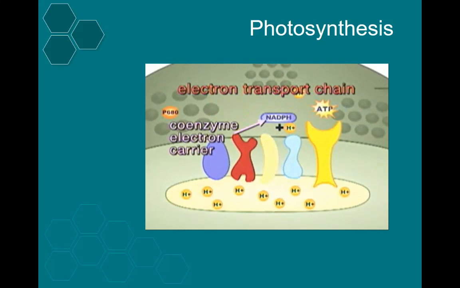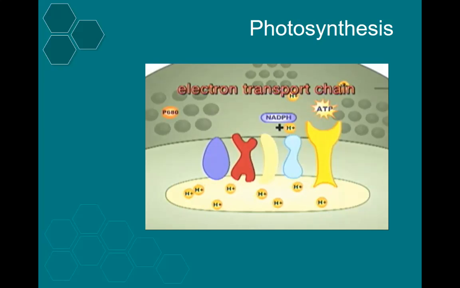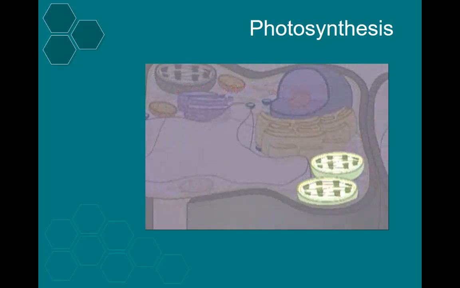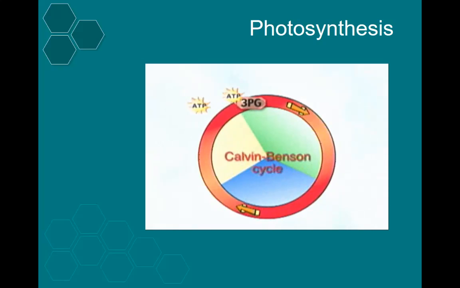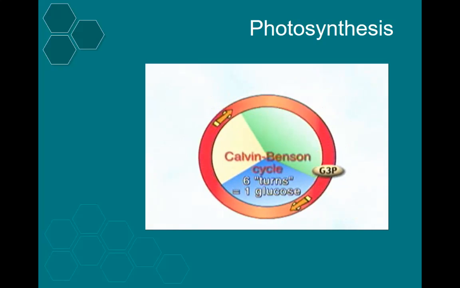Coenzymes such as NADP+ that act as electron carriers also assist in the synthesis of ATP. This ATP is used in the second half of photosynthesis. The next part of the process, called the Calvin-Benson cycle, is carried out by enzymes located in the stroma of the chloroplast and doesn't require any light. In this cycle, the ATP generated in the first half of photosynthesis is used to build organic molecules of glucose from atmospheric carbon dioxide. This glucose is the final product of photosynthesis.